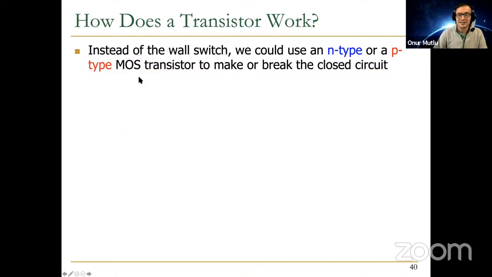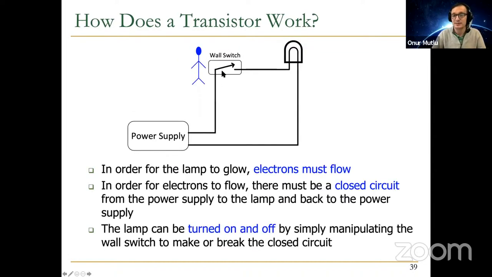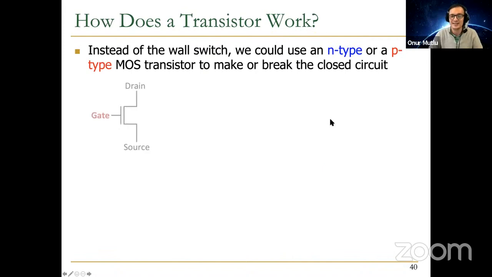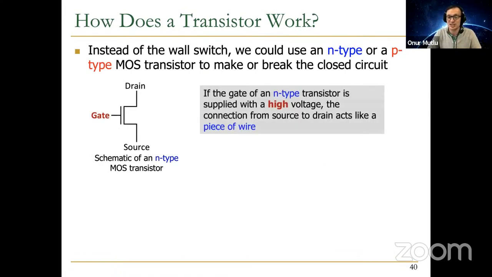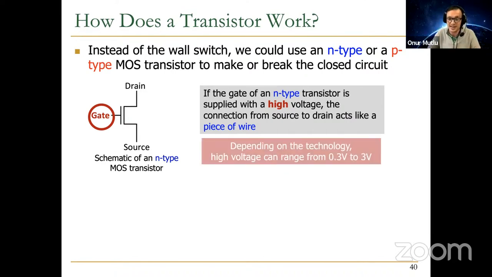Let me go back here. If I have an N-type transistor over here, and I apply high voltage to the gate, this is what will happen. If I apply zero voltage to the gate, this is what will happen. It will not work. The light will not glow, basically. So that's the idea. A transistor is very much like this switch, and that's the gate, as you can see. The key is we're controlling the gate by applying voltage levels to it. If you apply high voltage to the N-type, you get a closed circuit between the drain and source. If you apply low voltage to the N-type, you get an open circuit between the drain and the source. The transistor doesn't conduct, basically.